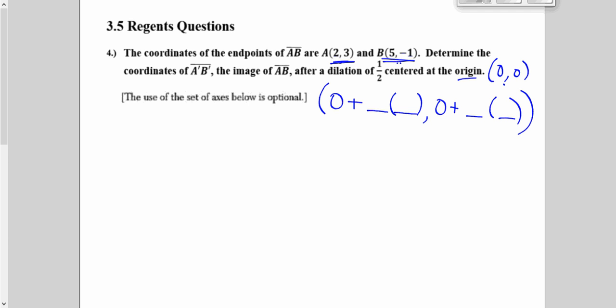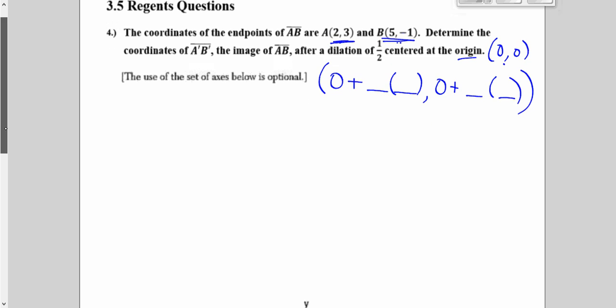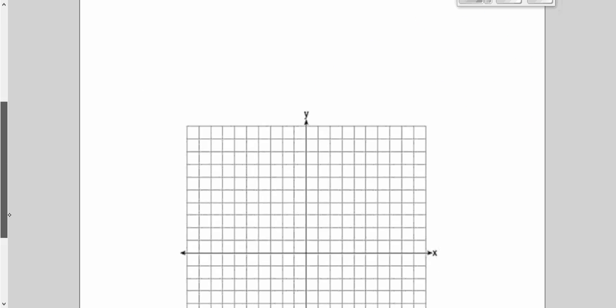Give me a minute. I'll put these in the grid so as we go through it, it'll help make it clear. So A is at 2, 3. B is at 5, 1. So here's A. Here's B. All right, we got that. So that's 0, 0, the origin, that's an O.